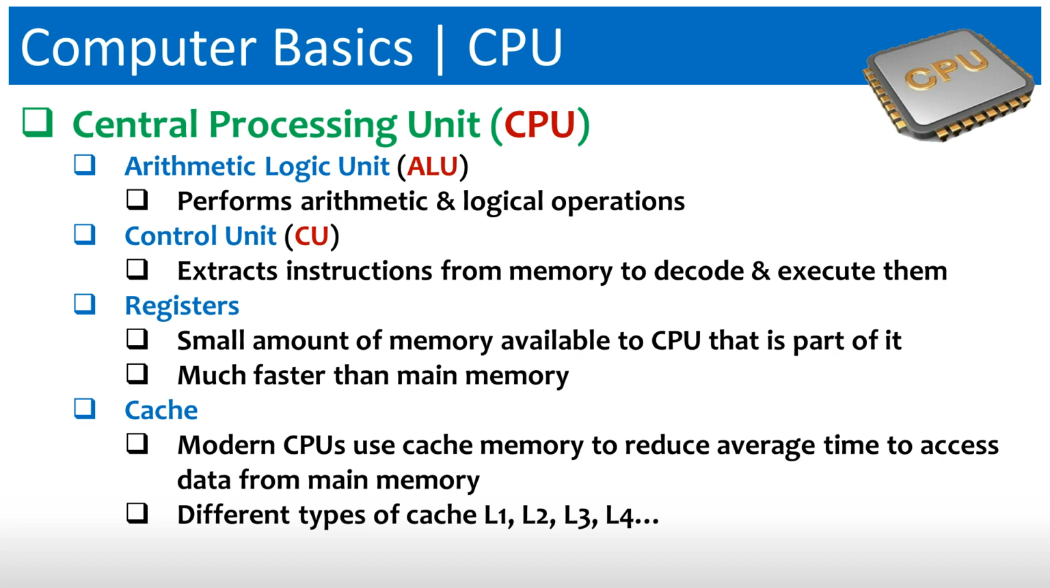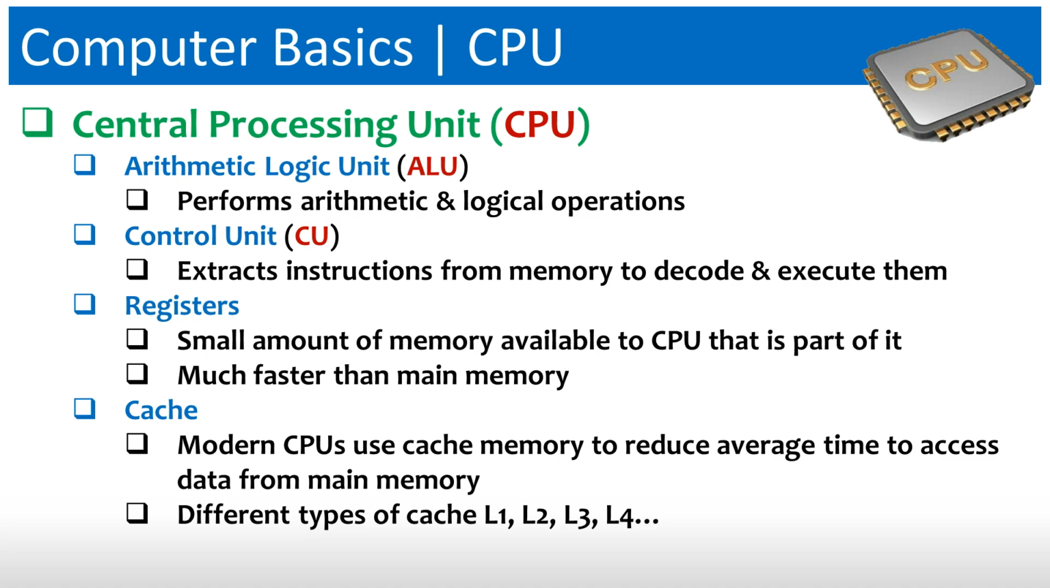In addition to these two components, there are two other components we need to mention. Registers. This is a small amount of memory available to the CPU, and it's part of the CPU itself. It's much faster than the main memory. The CPU uses this to store some variables that are important for execution. For example, where is the next instruction to be executed by the CPU. That usually is stored in a register.